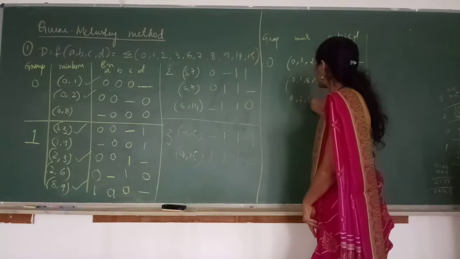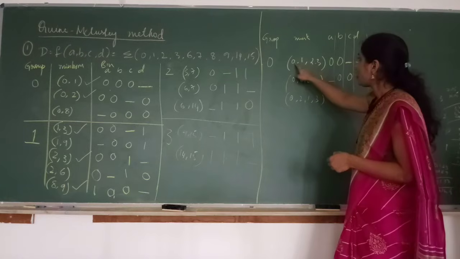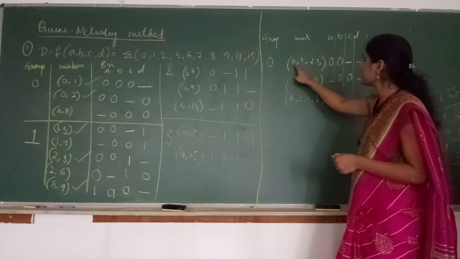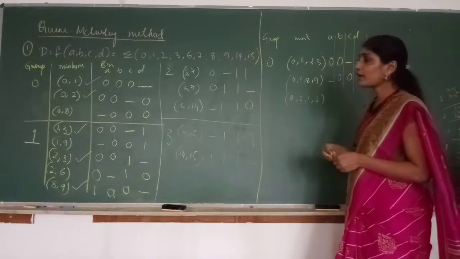0, 2 with 1, 3. Otherwise, you can check here. Already 0, 2, 1, 3 grouping is done, so you need not go for the grouping. Already 0, 2, 1, 3 is grouped. So you need not group, but you can tick.